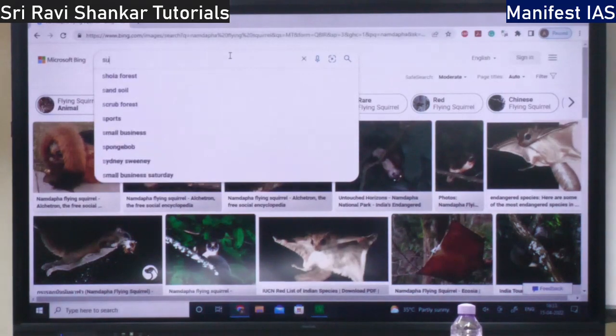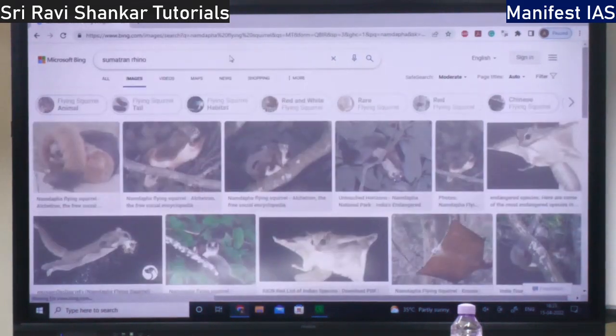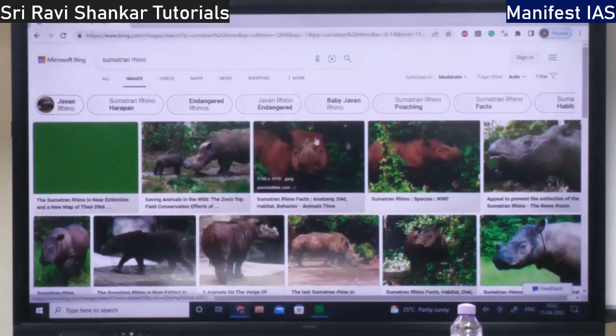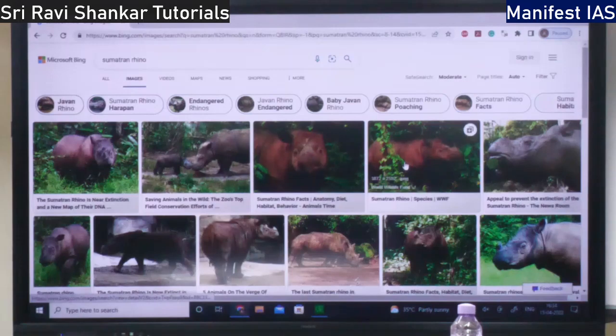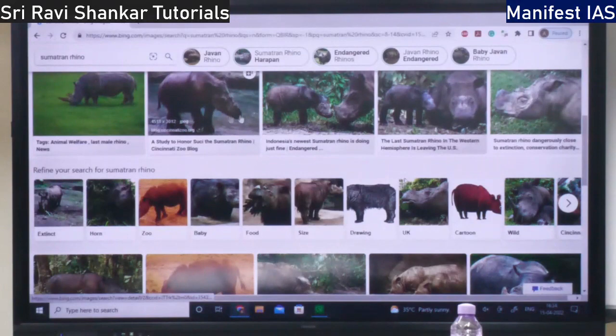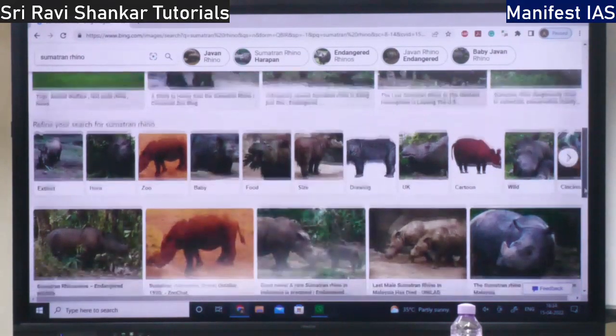Then you have the Sumatran rhino. So Sumatra, where is Sumatra? That is also critically endangered. Sumatran rhino. See, they don't have the sharp snout Indian rhinos have. Our rhinos have a proper horn, and they don't have that. What is it called? Horn.